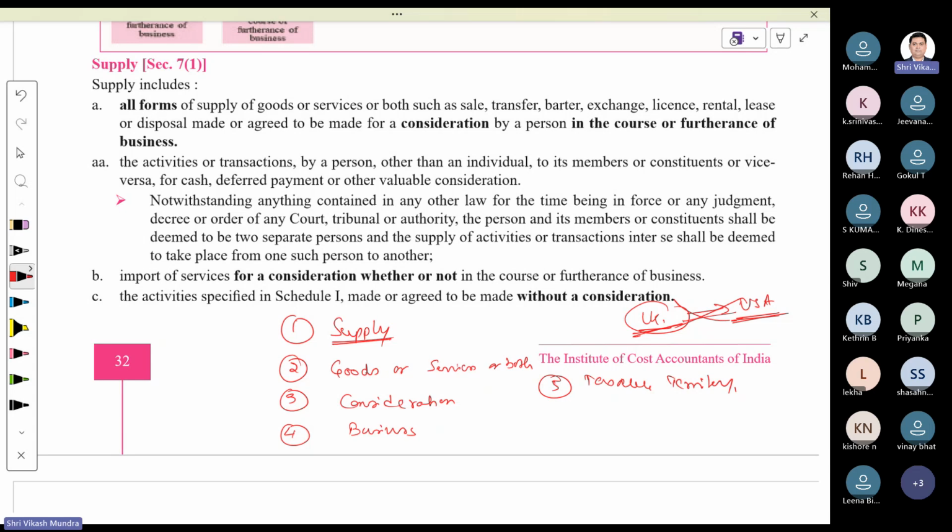Indian GST is applicable only where supply has been made in the taxable territory, that is, in India. Then only our GST is applicable in this type of transaction. Otherwise, if the transaction is happening outside India, how could I say that Indian GST is applicable on that transaction? So the supply should be there, but that supply should be made in the taxable territory. Number six, the supply should be made by a registered person.